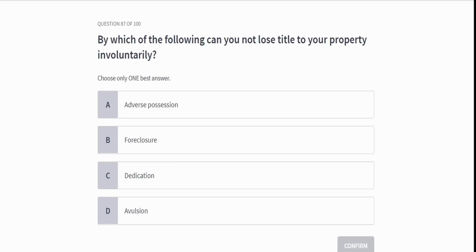Okay, so 87. By which of the following can you not lose title to your property involuntarily? So there's four options: A, adverse possession; B, foreclosure; C, dedication; or D, avulsion. So like always, take some time to figure this one out, starting now.